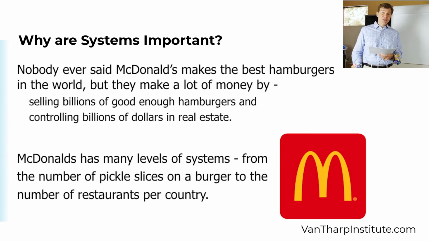So they've got a system at the corporate level. Their system is selling billions of good enough hamburgers and controlling billions of dollars in real estate. That's at the corporate level. And all those different levels of systems play into their success. So as you start appreciating what a system is and how it can help you, you can start doing what Van calls systems thinking, in terms of systems, and not just about a trading system, but all the systems that go into your business.